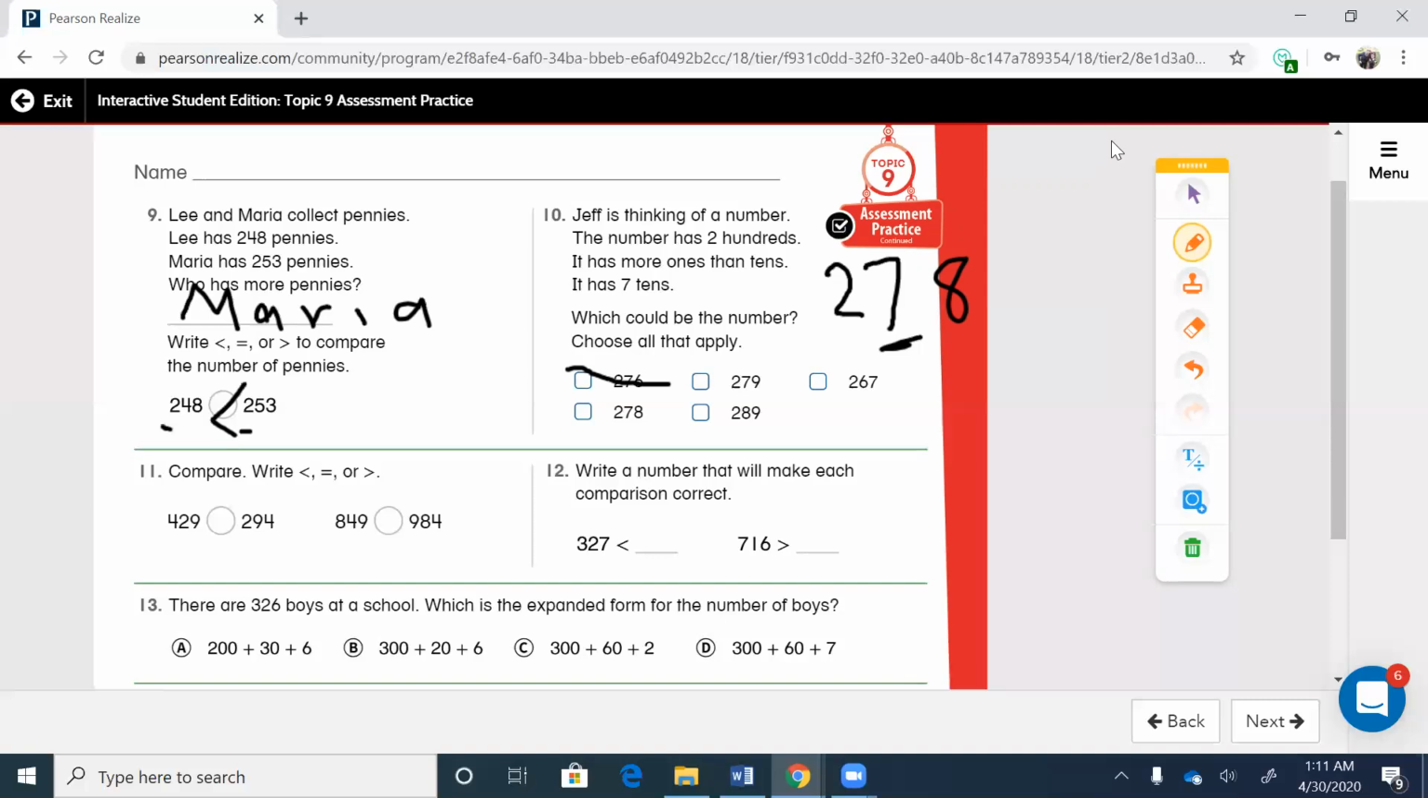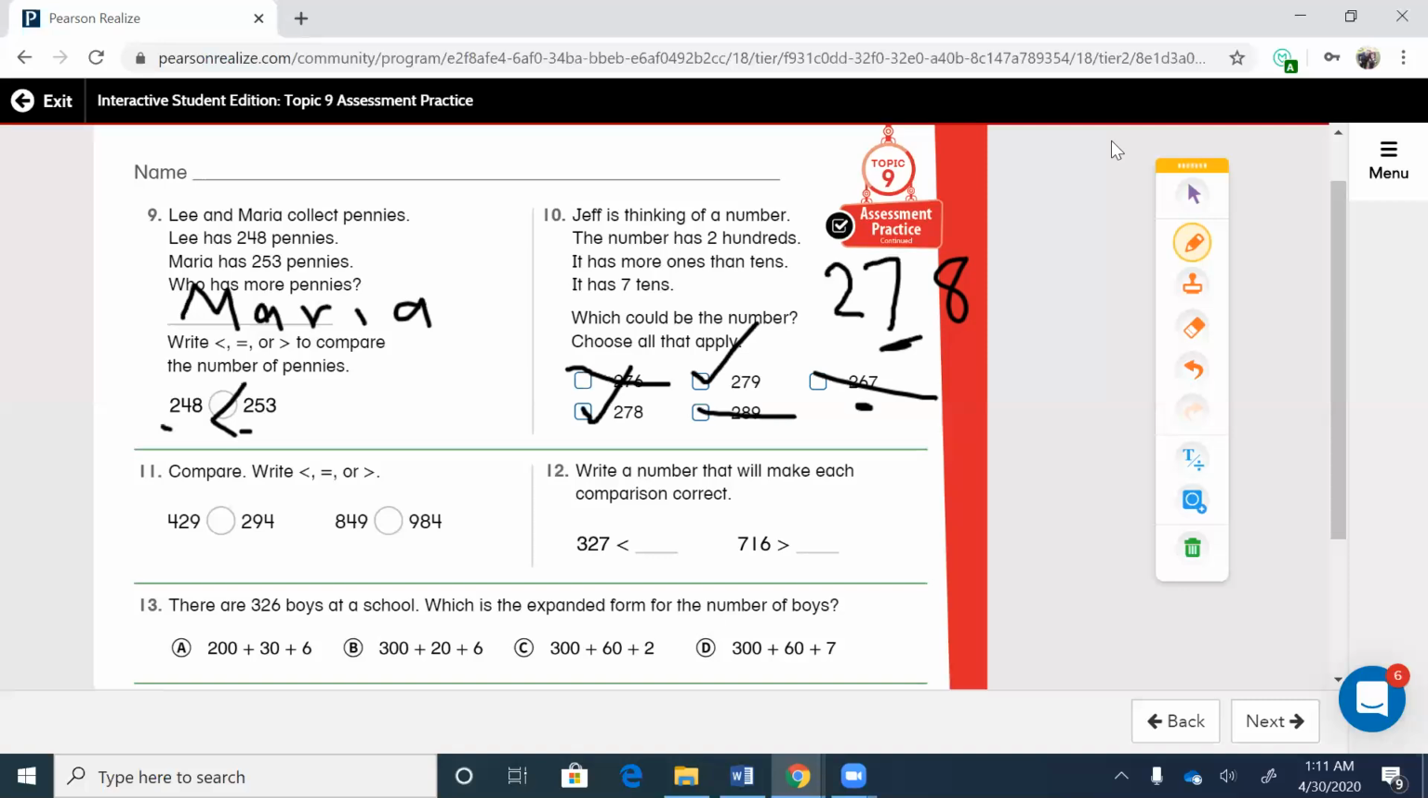278. Yes. 279. Yes. 289? No, because we are changing. It says it has 7 tens, so it can't be that. 267? Can't be because we're supposed to have 7 tens. All right, compare.